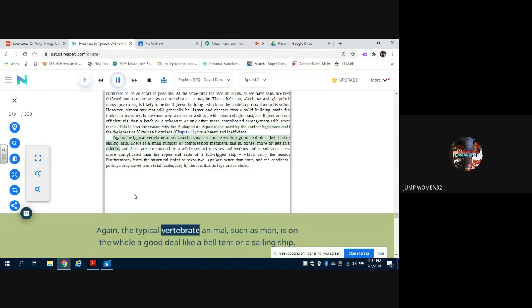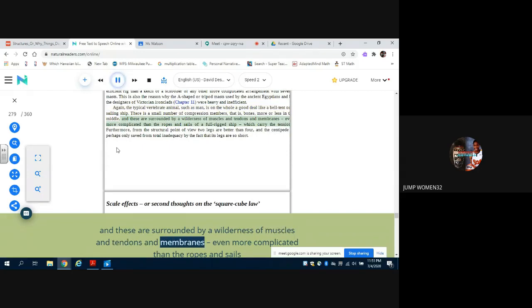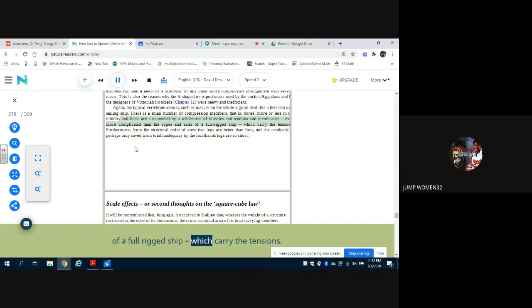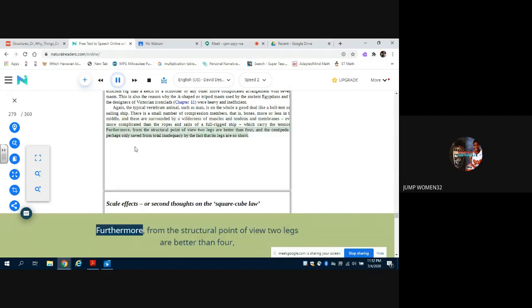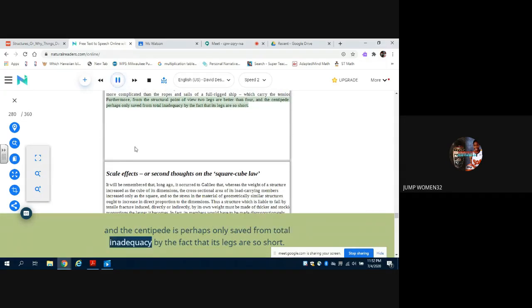Again, the typical vertebrate animal, such as man, is on the whole a good deal like a bell tent or a sailing ship. There is a small number of compression members, that is, bones, more or less in the middle. And these are surrounded by a wilderness of muscles and tendons and membranes, even more complicated than the ropes and sails of a full-rigged ship, which carry the tensions. Furthermore, from the structural point of view, two legs are better than four, and the centipede is perhaps only saved from total inadequacy by the fact that its legs are so short.